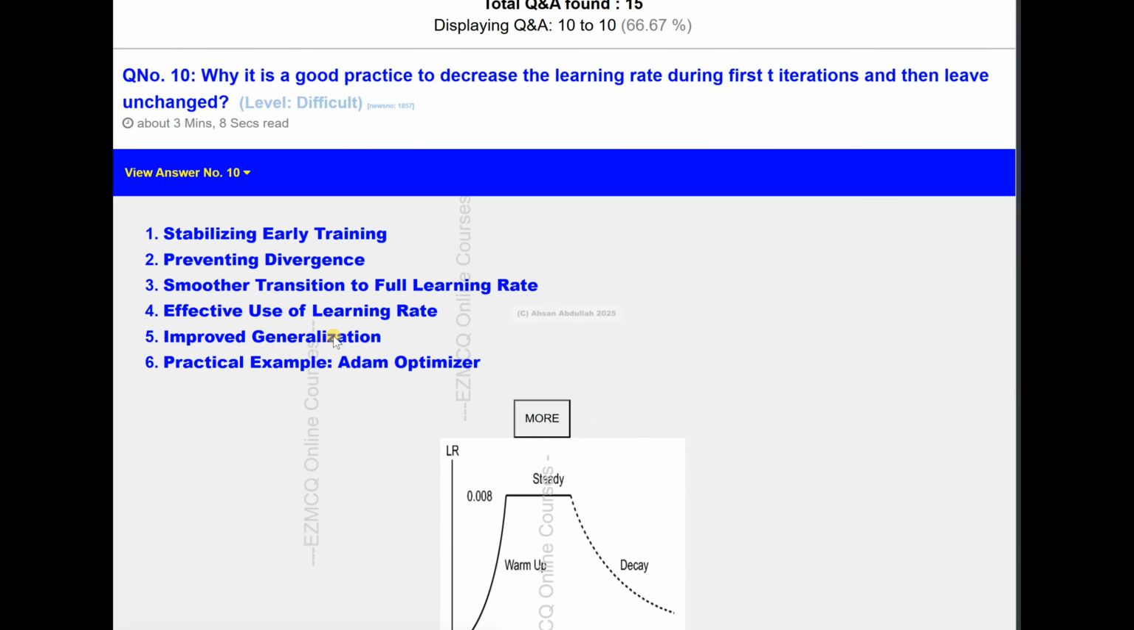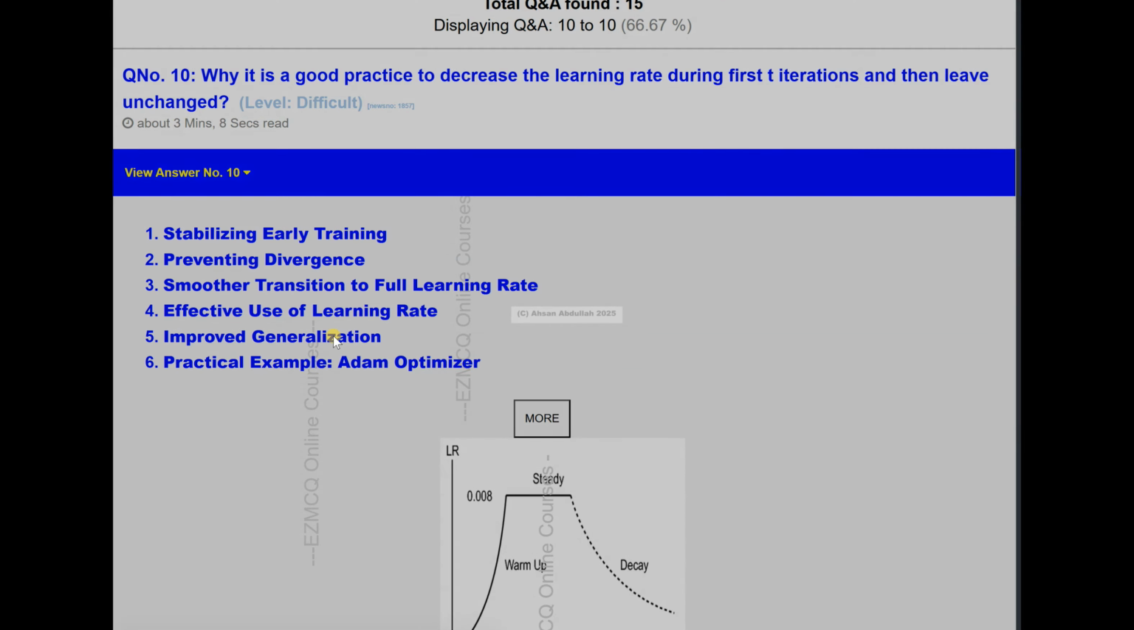So what we are looking at is that we want to decrease the learning rate during the first T iterations and then leave it unchanged. It's a common strategy in deep learning training, called learning rate warm up. And it has certain benefits, which is why it's being used. These benefits contribute to the stability and the efficiency of the training process.